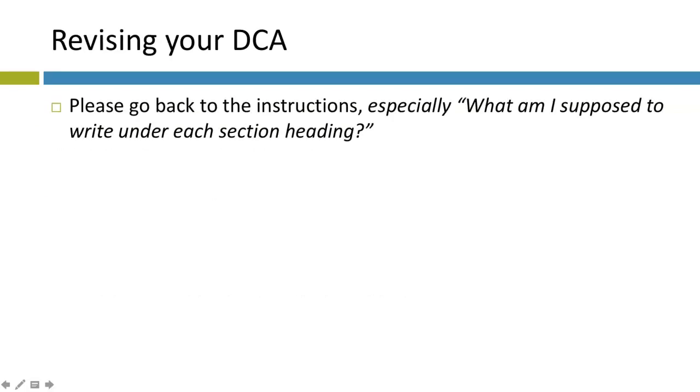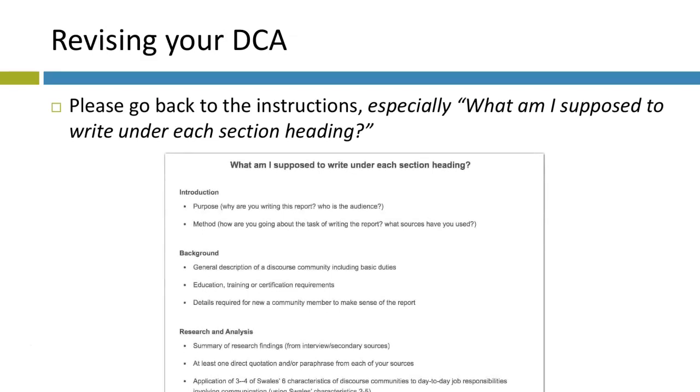So bringing this all back to your discourse community analysis, you are going to be receiving the benefit of peer review from two of your classmates. And you might be asking yourself, well, what am I supposed to do at that point in terms of revising my DCA? First of all, you want to look at the peer reviews that you got from a couple of classmates. Then you want to reread the assignment for yourself with fresh eyes. And then what we are advising you to do is to go back to the instructions, especially the portion of the instructions that says, what am I supposed to write under each section heading?